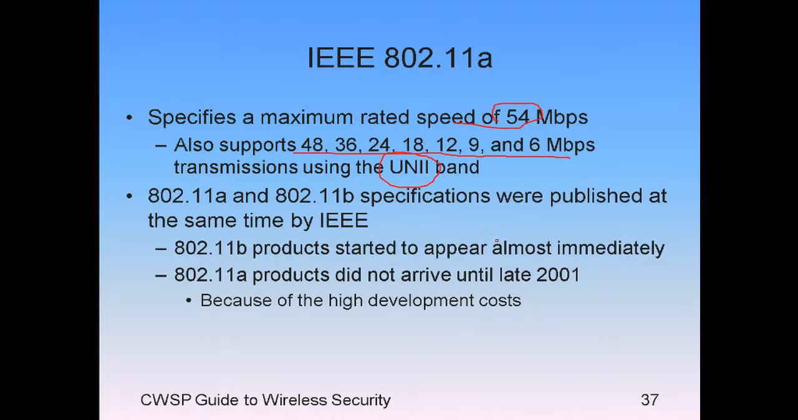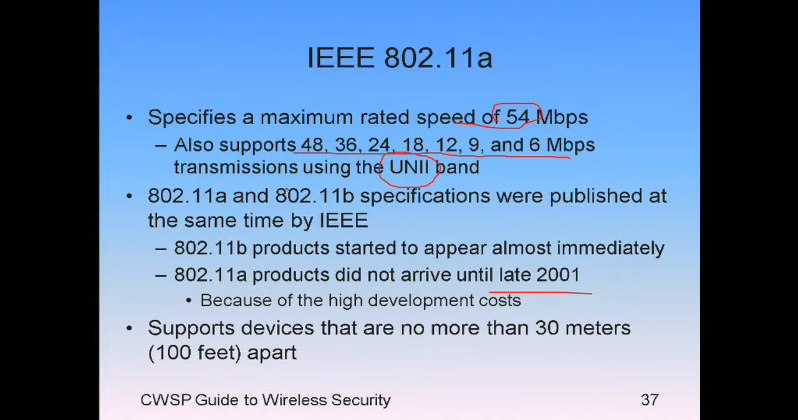They were published at the same time. 802.11b products appeared immediately. 802.11a products didn't arrive until 2001 because the silicon wasn't available. It says higher development cost, but that was part of it. The other part was that I just couldn't get it made.